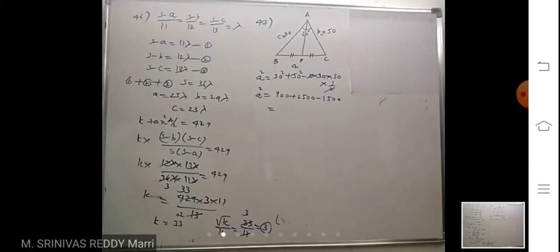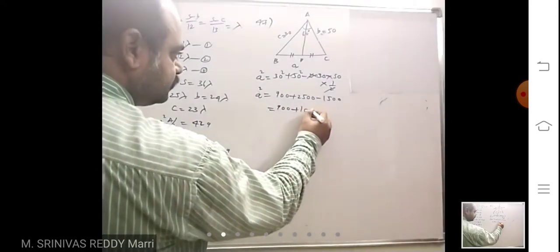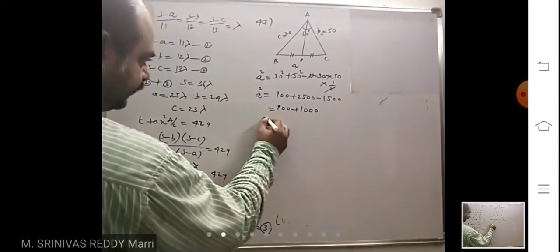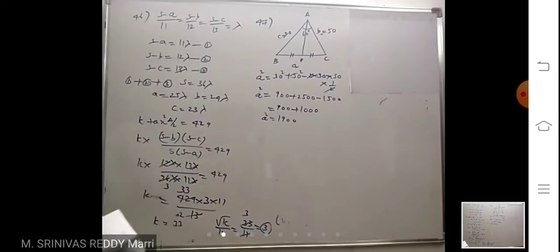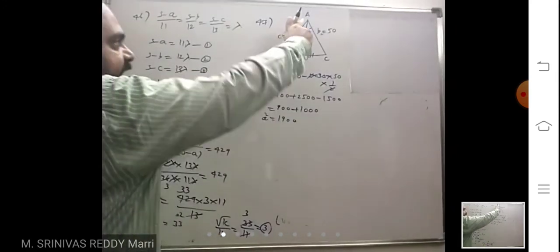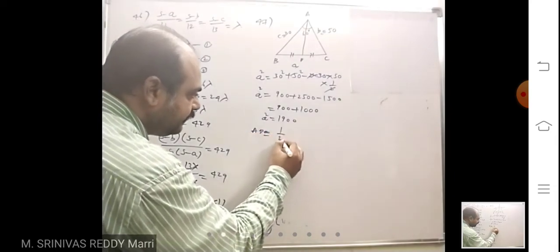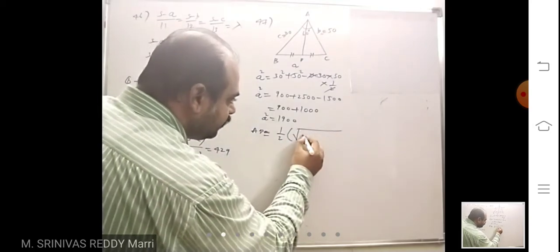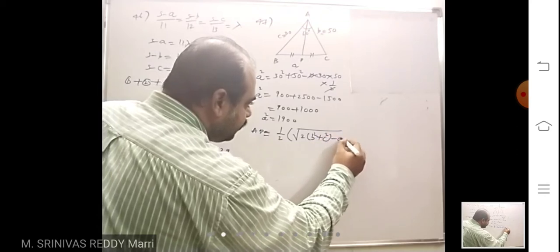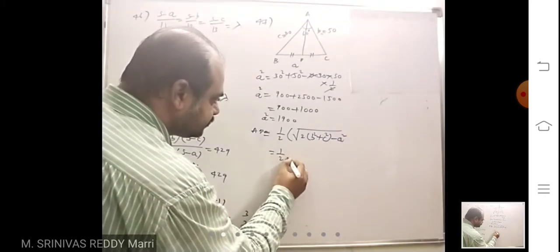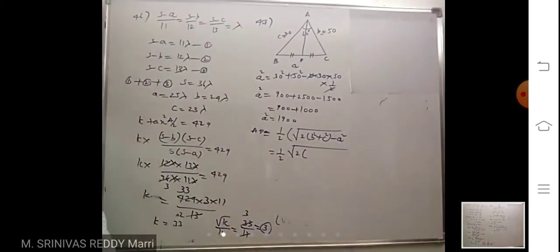That means you will get 900 plus, this is nothing but 1000. So therefore A square value is nothing but 1900. Now AD length, I have told the formula. AD length is nothing but 1 by 2 into root of 2 into B square plus C square minus A square.